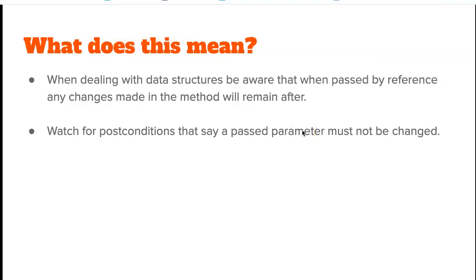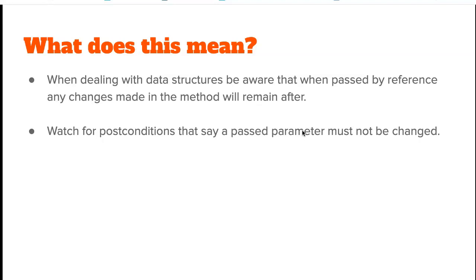So what does this mean? Well, what it means for us is that when dealing with data structures, be aware that when passed by reference, any changes made in the method will remain after. So if you're ever writing a function and you have a parameter that is a list or an array or any other reference type, be very aware if you change it, because when that function is done, those changes will persist after the fact. When you're writing just individual functions, not a big deal. But if that function is part of a bigger project, this can have really serious effects.